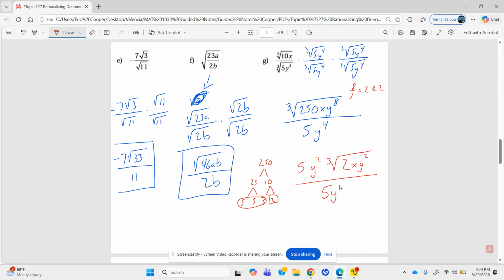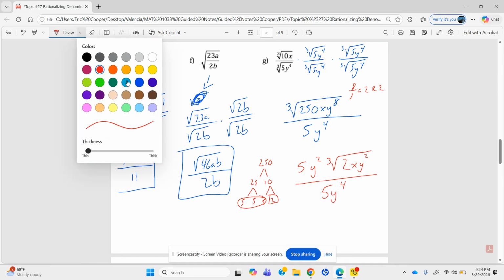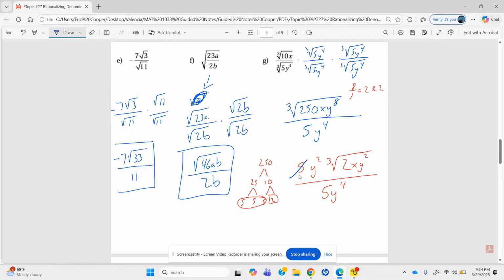I still have 5y to the 4th on the bottom. And now when I look to see if I can cancel anything out on the outside, I have 5 on the top and the bottom. Here I have 2 y's and here I have 4. So both of these y's will go away, and 2 of these y's will go away. So I'm left with the cube root of 2xy squared over y squared. These y squareds can't cancel because this one's inside the radical and this one is not. So that is my final answer.